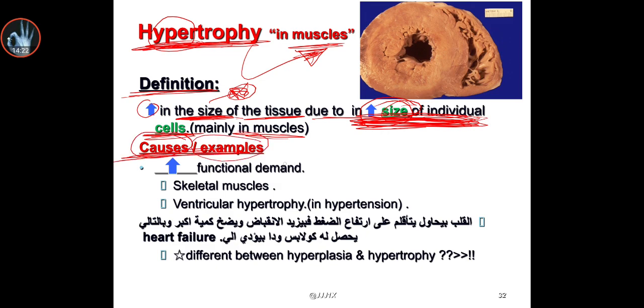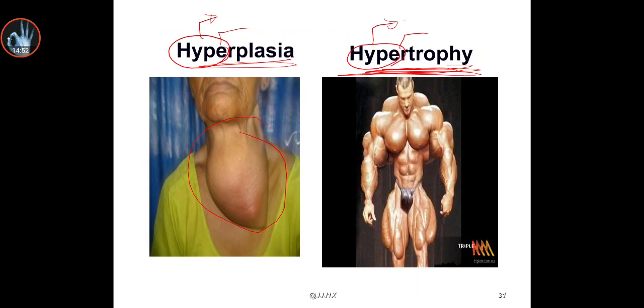One of the causes of hypertrophy is increased functional demand, such as heart hypertrophy or ventricular hypertrophy, like in skeletal muscles, and ventricular hypertrophy in hypertension. What we mean here about functional demand and its examples is that, for example, in skeletal muscles, if you increase the demand on the function of these muscles, they will grow, and the cells increase in size.